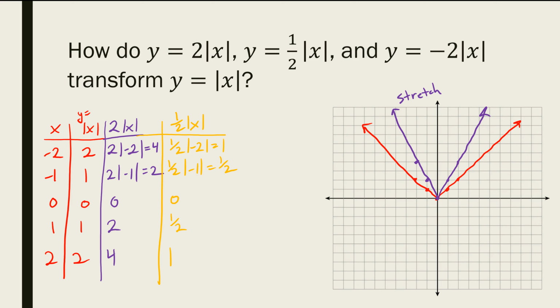Here's what this graph looks like. Over -2 up 1, over -1 up 1/2, and so on. Notice that these y values are exactly half of the parent function, and that should again make a lot of sense because I'm multiplying by 1/2. This counts as a shrink. So multiplying by 2 doubled it, multiplying by 1/2 halved it, it's a shrink.